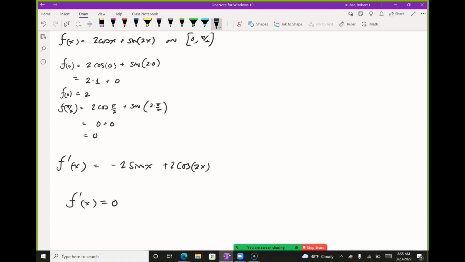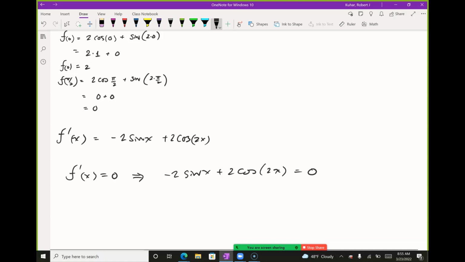So this one takes a little bit of work, but obviously I'm going to say that minus 2 sine x plus 2 cos x, cos of 2x equals 0, right? And I'm going to use my trig identity for cos of 2x. Well, I can divide by 2 first, right? So I get sine x minus cos of 2x is 0. I divide by negative 2. And then what's my identity for cos of 2x? There's 3 of them.